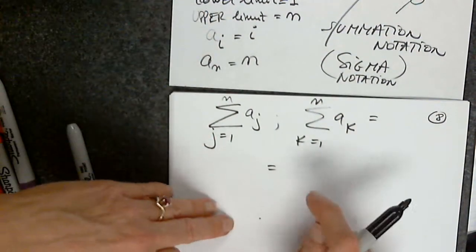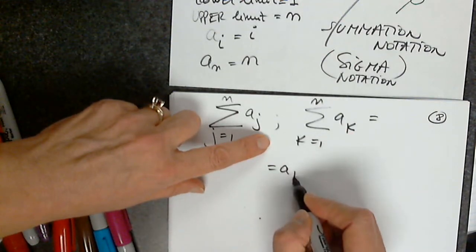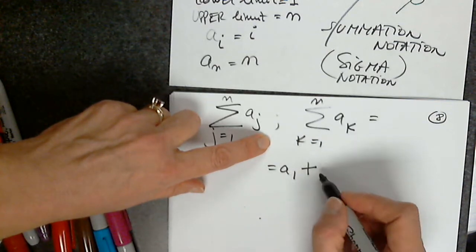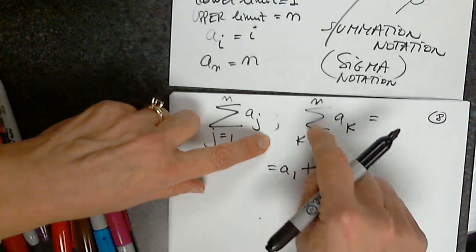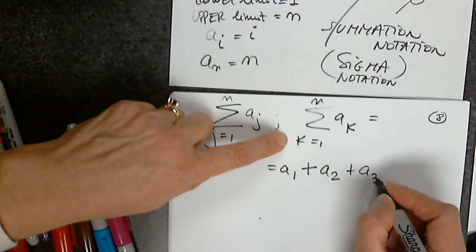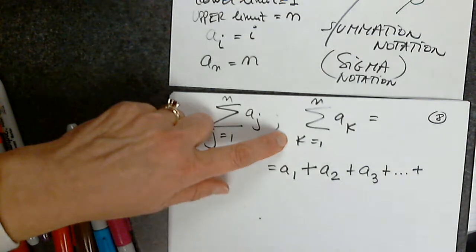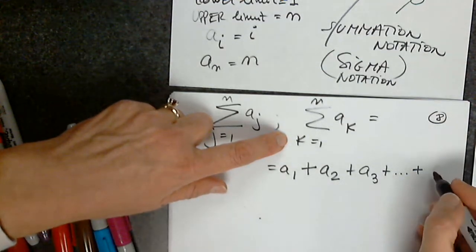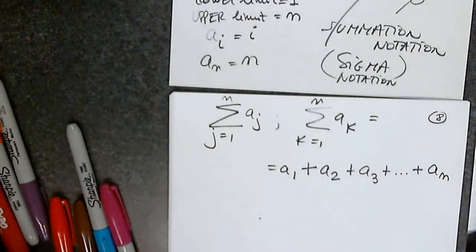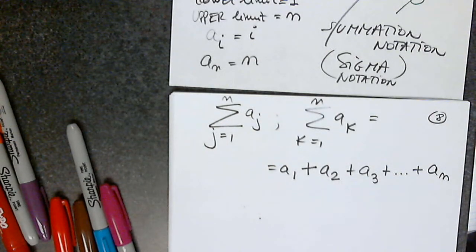What will this mean? When k is 1, I have a1. The summation notation tells me to add. When k is 2, I will be adding a2. Again, the summation notation tells me to add. When k is 3, I will add a3 plus dot, dot, dot. What will be the last term? Not to the n, but an. So this is a condensed way of writing something that could go on for a long row. It's just a different way.